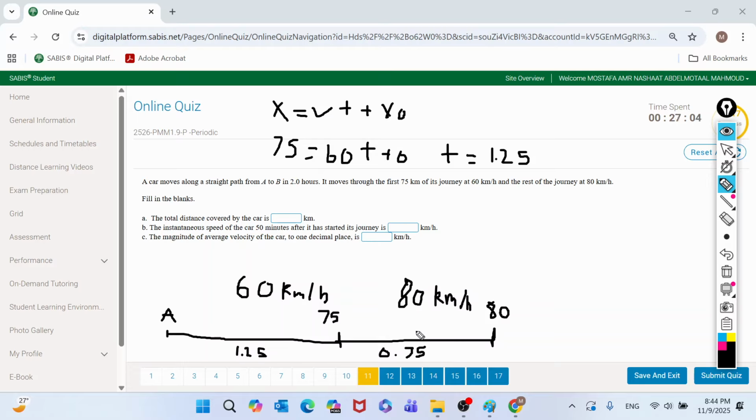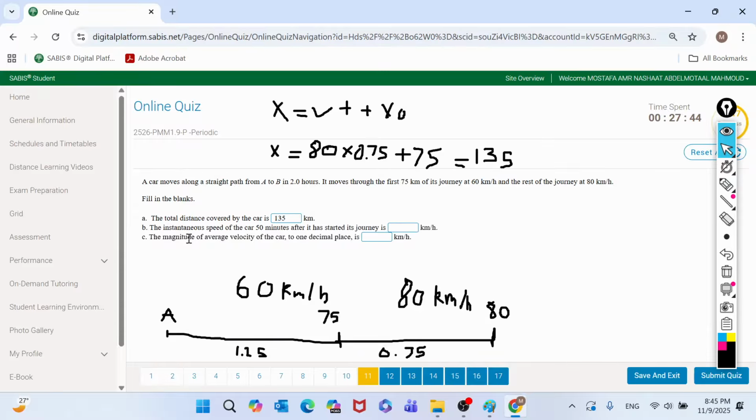Okay, so how do you find this distance? You do x equals vt plus x0, again the same formula. So it's gonna be x, we don't know at this time, so x equals 80 times 0.75 plus 75, because x0 is 75. That's gonna equal 135. So 135.